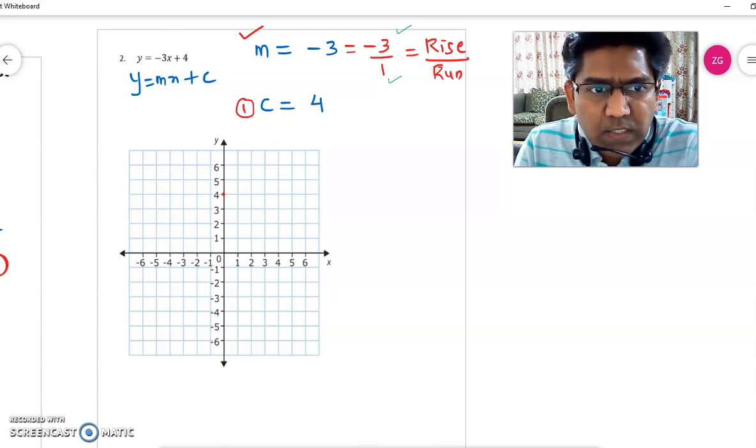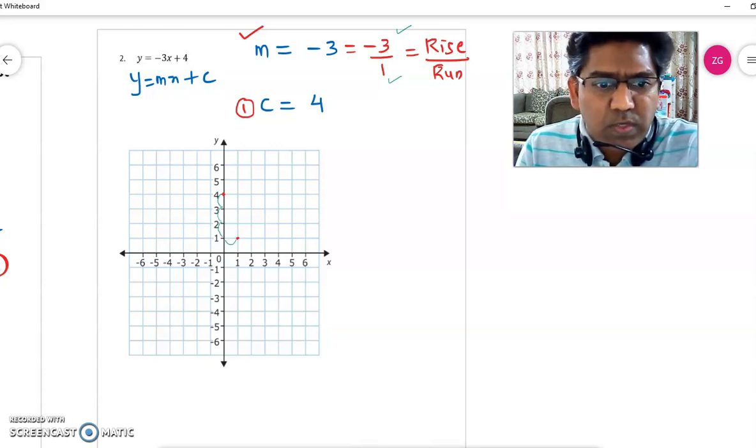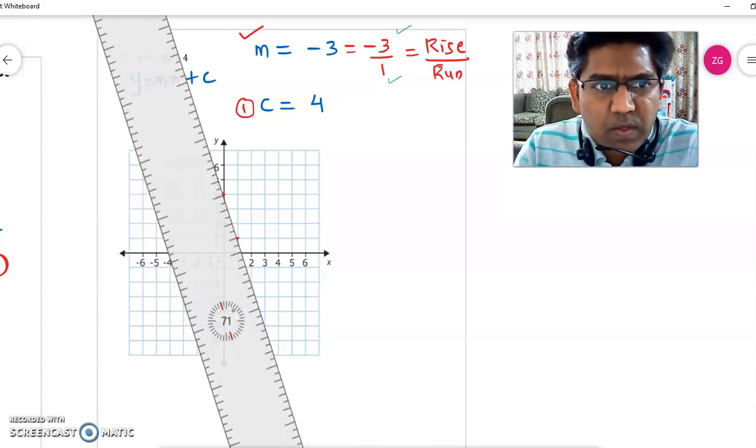So, you rise by minus 3. You'll come down 3 steps because it is negative 3. So, 1, 2, 3. You rise by minus 3 and you run by 1. When you run by 1, you reach here. So, this is my second point. So, I got the second point. Now, you join the 2 points, you get your required graph.